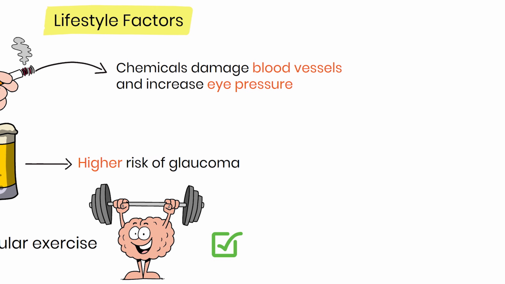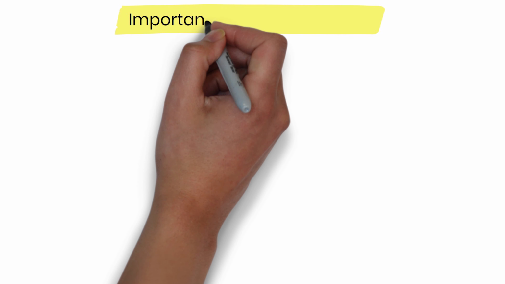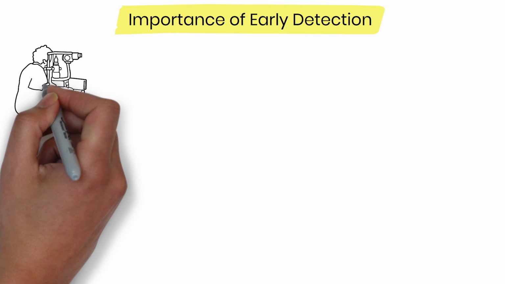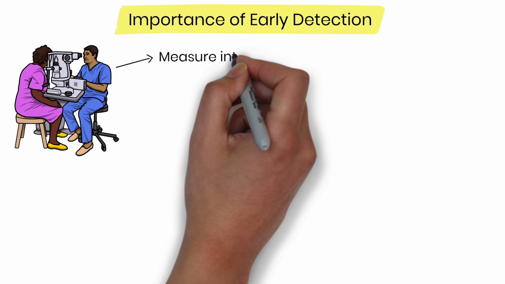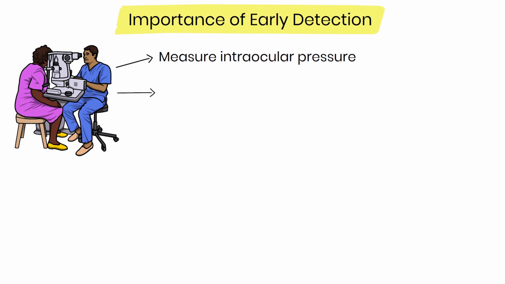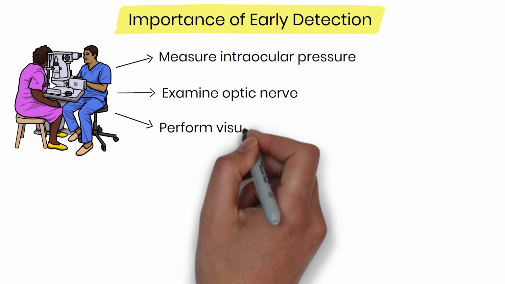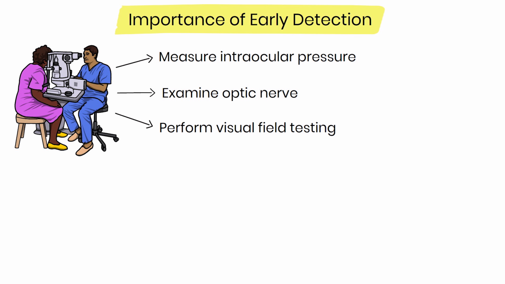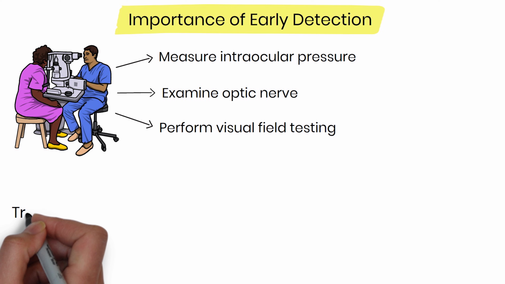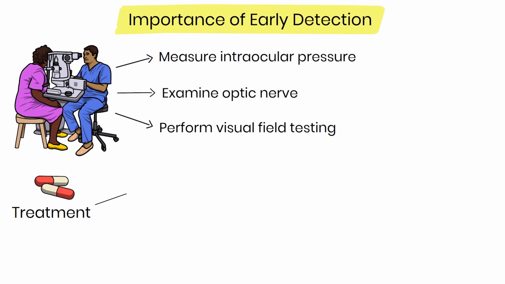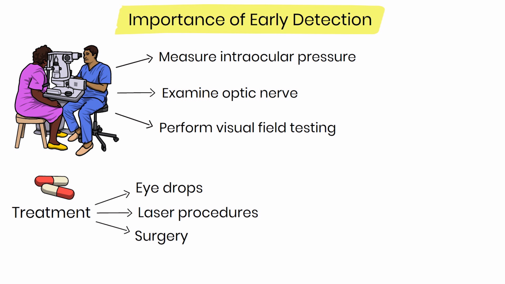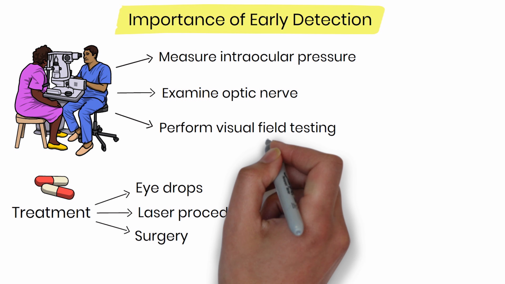Early detection is absolutely critical for glaucoma management. During an eye exam, your eye doctor can measure your intraocular pressure, examine your optic nerve, and perform visual field testing to check for signs of glaucoma. If you are diagnosed with glaucoma or are at high risk, treatment options include eye drops that reduce eye pressure, laser procedures, or in some cases, surgery. These treatments can slow or prevent further vision loss if started early.